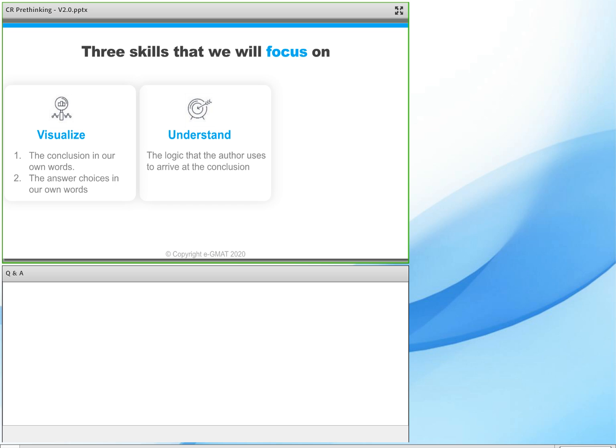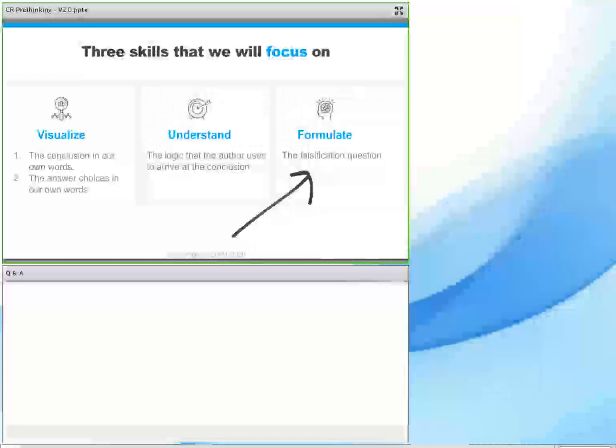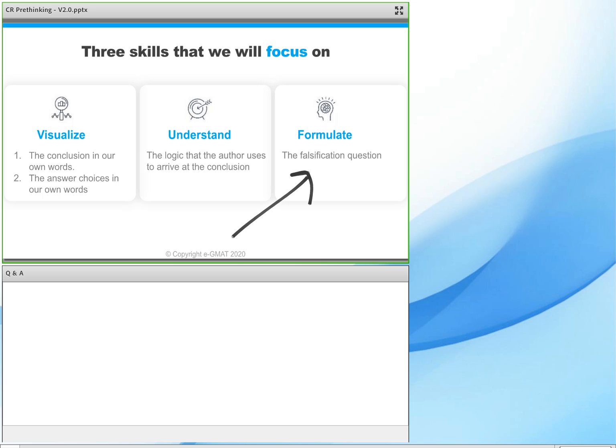He provides you with facts on which he builds his case. Understand what is the role that those facts are playing, and what is the role that those intermediate claims are playing as the author arrives at the conclusion. And once you have a solid understanding of that logic, then this piece, which is piece number 3, formulation of the falsification question, we're going to talk about what that falsification question is. That becomes a very quick exercise. So we're going to focus on each of these 3 things during this webinar.